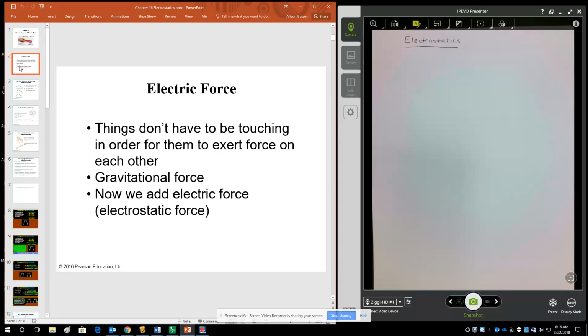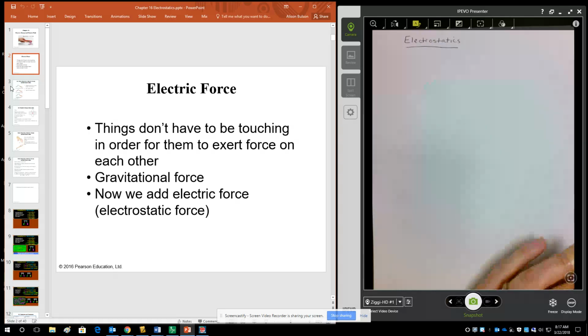other. Our first experience with this is gravitational force. The Earth pulls on a bowling ball that's held above the Earth, and the pull causes the bowling ball to accelerate if we let it go. We then expanded that idea to include objects that are much further away from each other and are more similar in size, and we investigated the universal law of gravitation, G m1 m2 over r squared. That was even more of a non-contact, or we call it a field force.